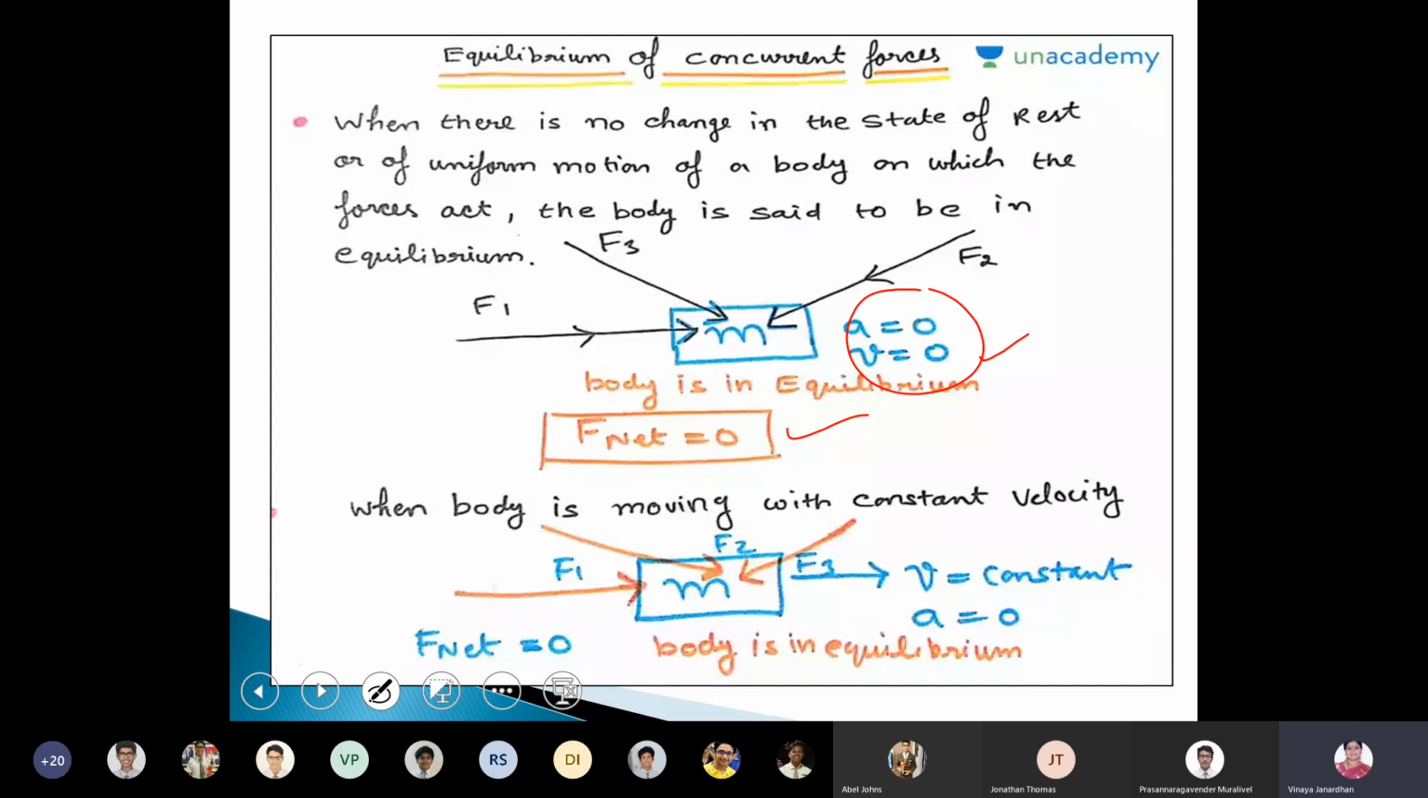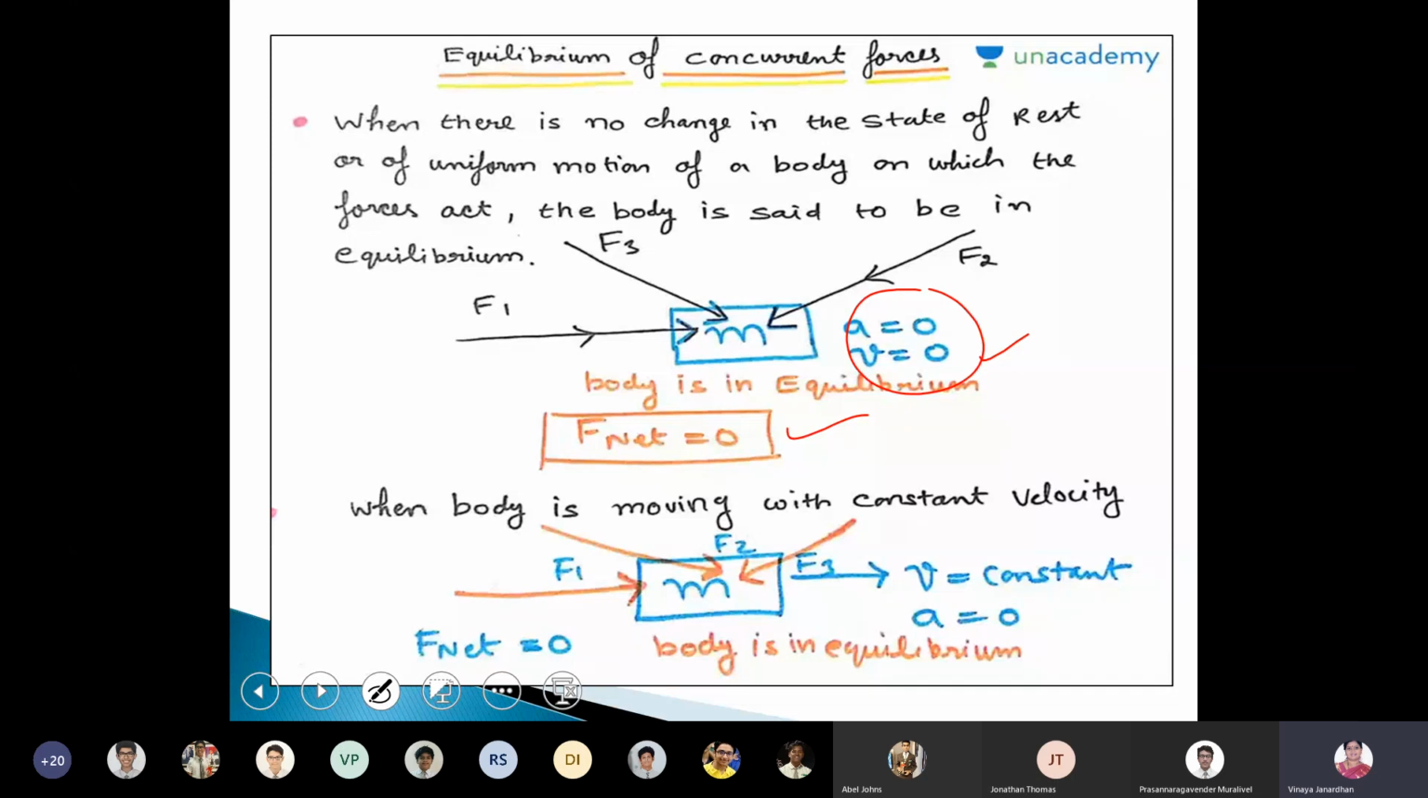Now we'll go for another case. You have a body of mass m which is moving with a constant velocity. Velocity is constant, so acceleration is 0. Now three different forces are going to act on the body. Even when these forces are acting on the body, it still continues to move with the same speed. When three different forces, F1, F2, and F3, are acting on the body, it still continues to move with the same speed in the same direction. Then the net force is supposed to be 0.